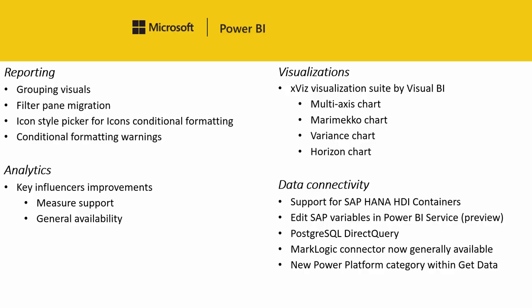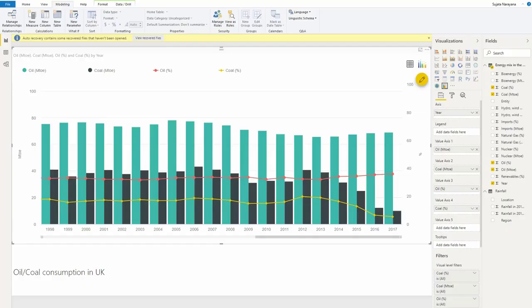Moving on to our visualization section, we have 4 great custom visuals releasing this month, and all 4 are part of the XViz Enterprise Suite. Let's take a look at the first chart on our list, which is the multi-axis chart. In the example we're looking at oil versus coal consumption in the UK.